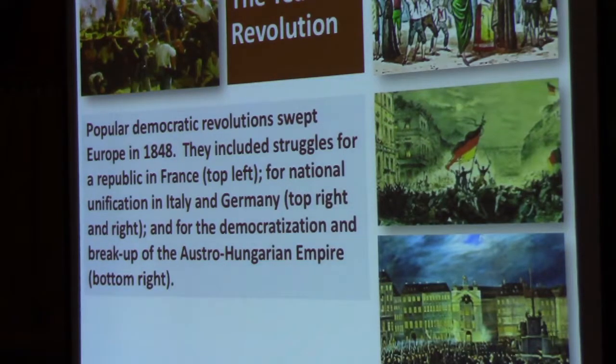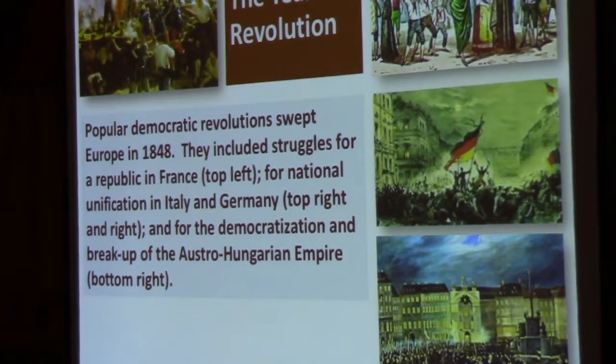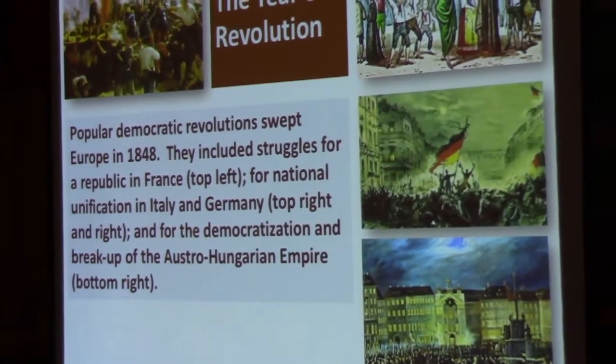revolutions. I don't have time to really go into their connection to the outcome of the Napoleonic Wars and all of that kind of stuff.